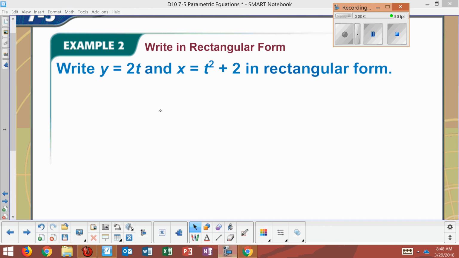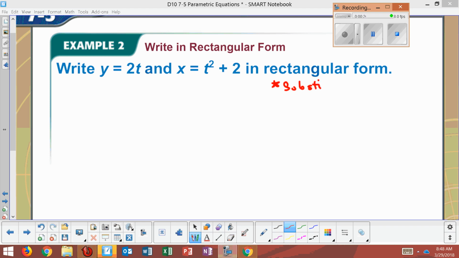Example 2, write in rectangular form. Write y equals 2t and x equals t squared plus 2 in rectangular form. Now, rectangular form means we have just x's and y's, no t's. And so to do this, we're going to use an age-old method from Algebra 2 and Algebra 1 called substitution.